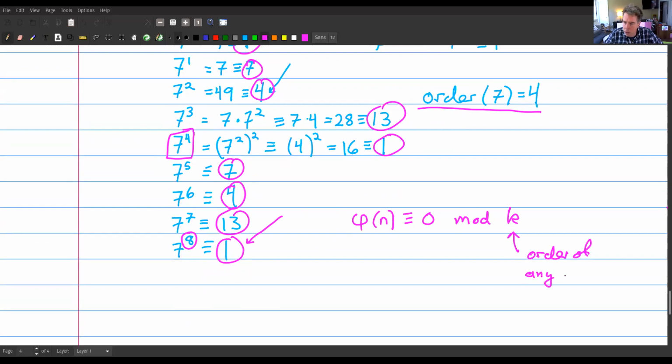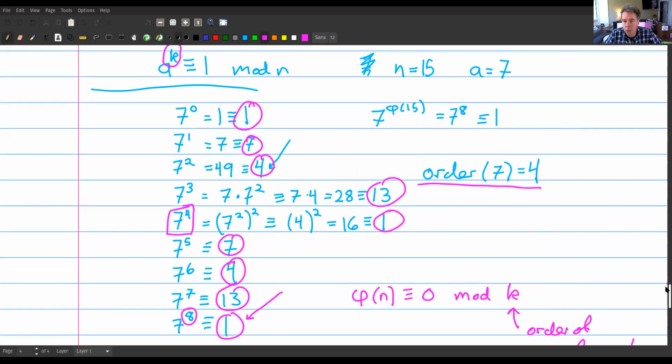Is order kind of similar to, like, back when we talked about LFSRs, we talked about period? Yeah, that's right. There's a period here. Each element has a period, which in this context we call the order. That's right. It's a good observation.